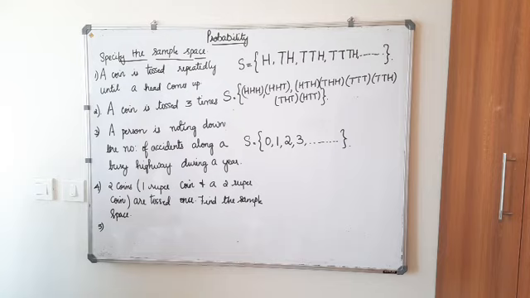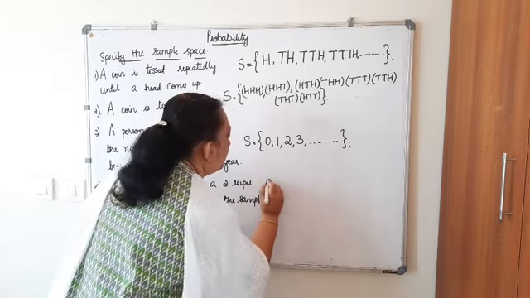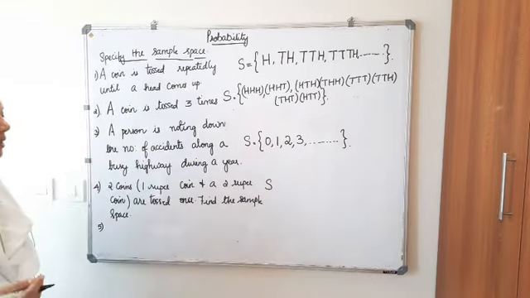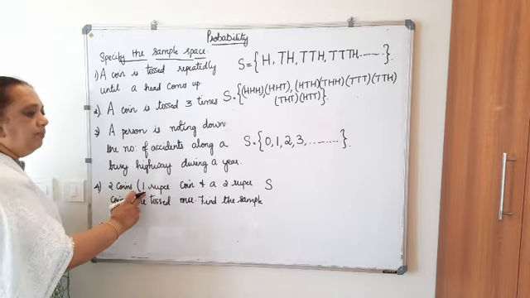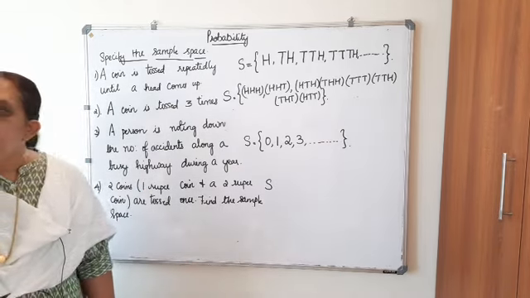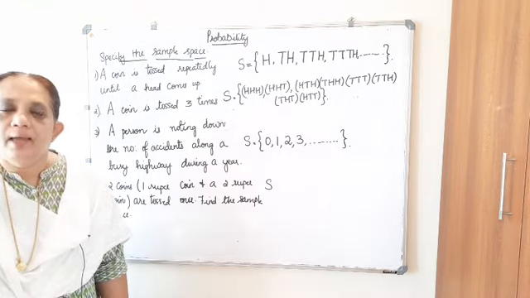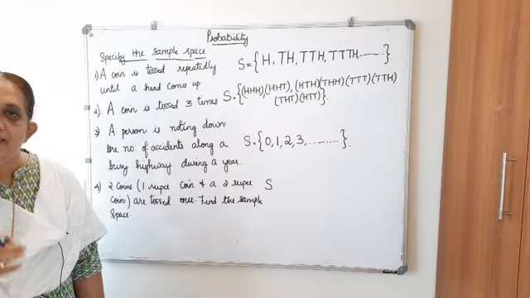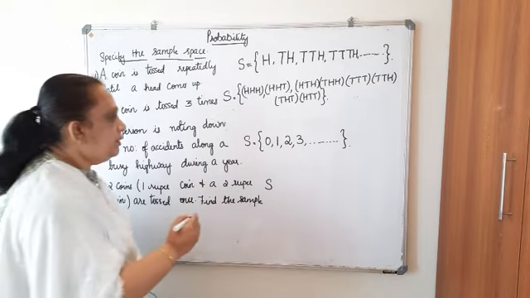Next one. 2 coins, a 1 rupee coin and a 2 rupee coin, are tossed once. Find the sample space. A 1 rupee coin you have seen and a 2 rupee coin are tossed once. Find the sample space. There is no need for confusion. Both the coins have a head as well as a tail. One side shows head, the other side shows tail. So what about the sample space?